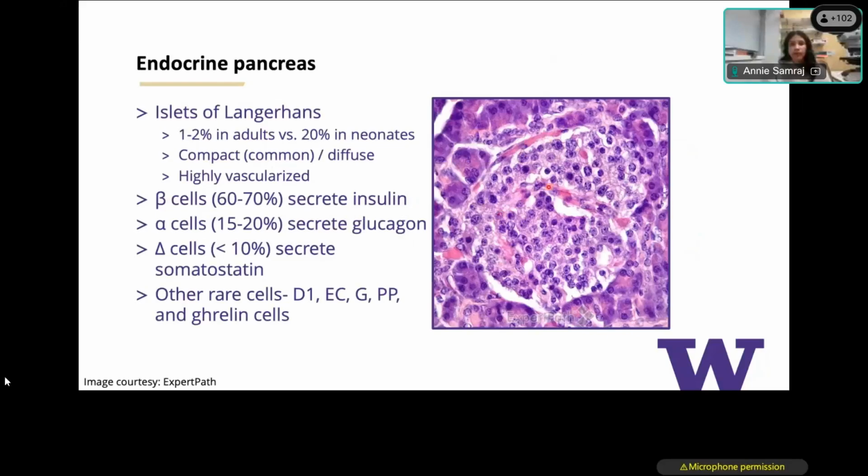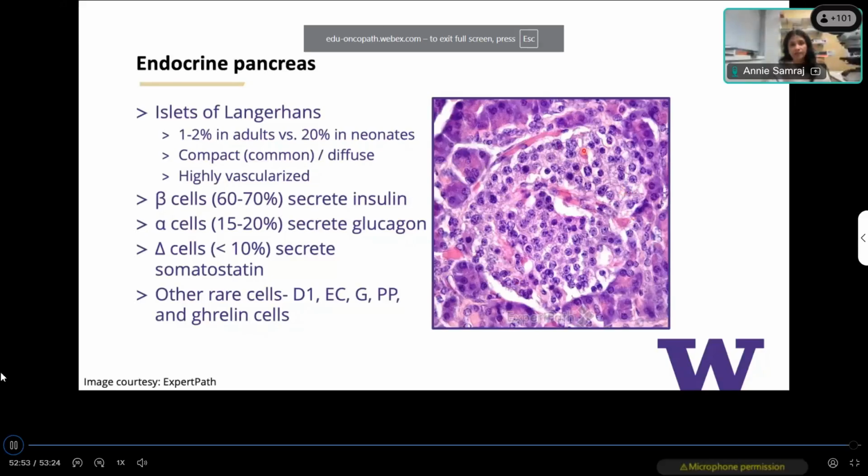And the islets comprise only about 1 to 2% of the pancreas in adults, but in the pediatric population, neonates, it's as high as 20%. Typically it has a very compact oval appearance. Sometimes you can see just strands of neuroendocrine cells, and that's known as the diffuse pattern. But here what you're seeing is the most common type, the compact pattern.